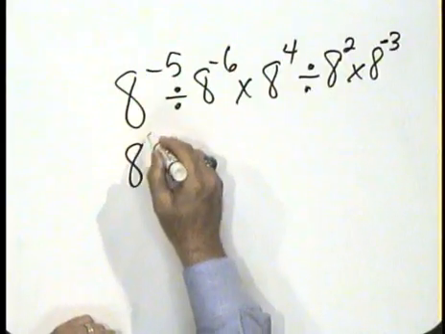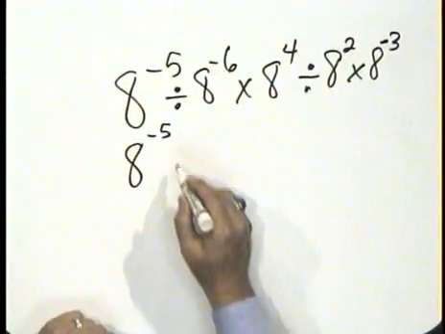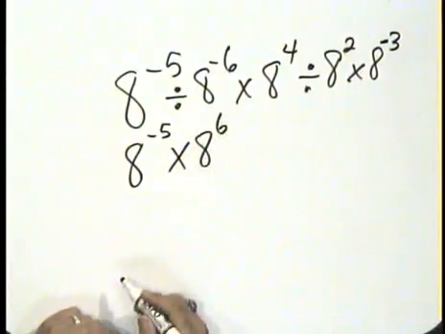Okay, how would we do this problem? Well, very simple rule. We're never going to divide numbers in exponential form if all the bases are the same. Well, all the bases here are 8. So we're going to take each of the division problems and change them to multiplication problems. 8 to the negative 5 doesn't change, but dividing by 8 to the negative 6 is the same as multiplying by 8 to the positive 6.